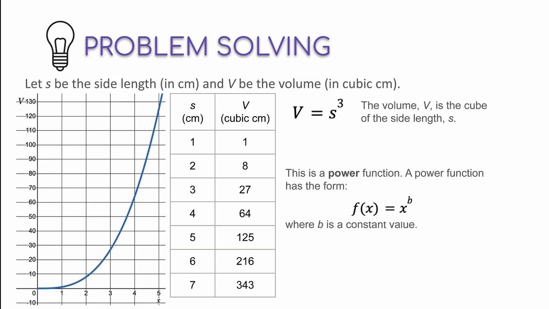The volume, V, is the cube of the side length S, or as an equation, V equals S cubed. We then calculate the values of V based on various values of S. Finally, we graph the function. This is also a power function. A power function has the form f of x equals x to the b, where b is a constant value.